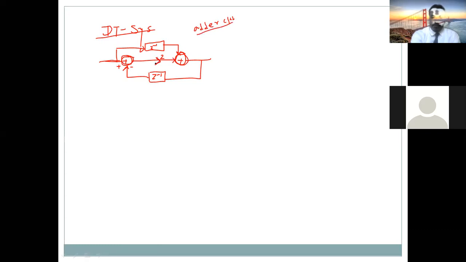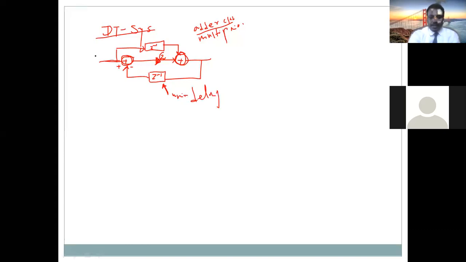How about here? Multiplier. The signal in this wire is multiplied by 2, so this is a multiplier. Another component you see is this one, z to the power of minus 1, which we call a unit delay element or memory element.